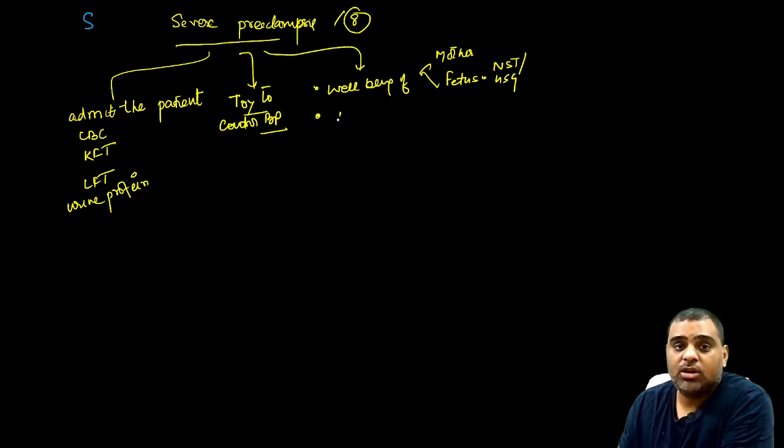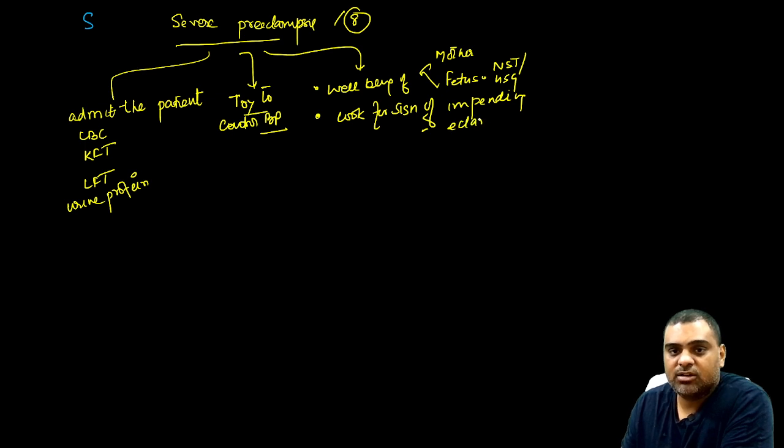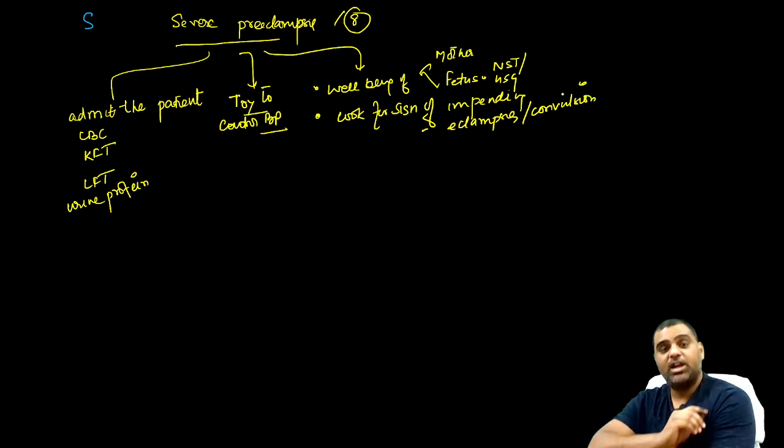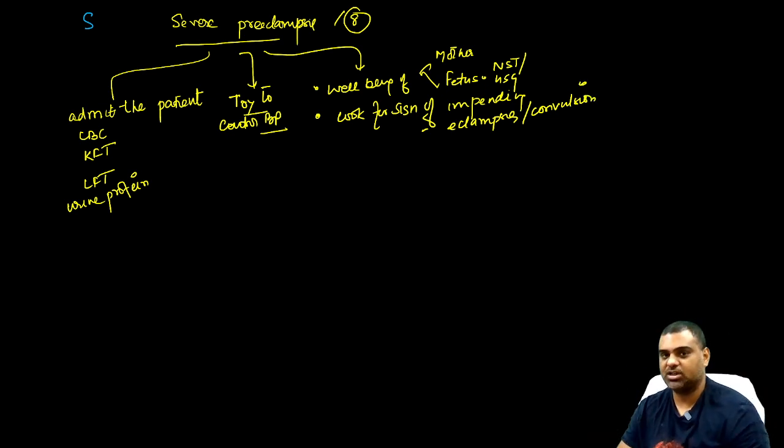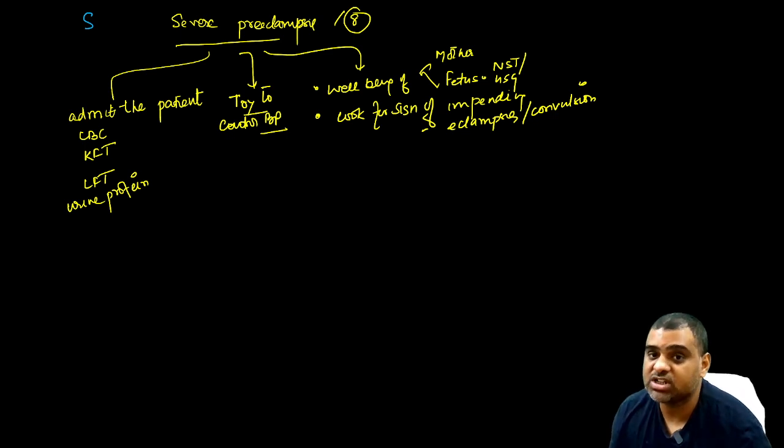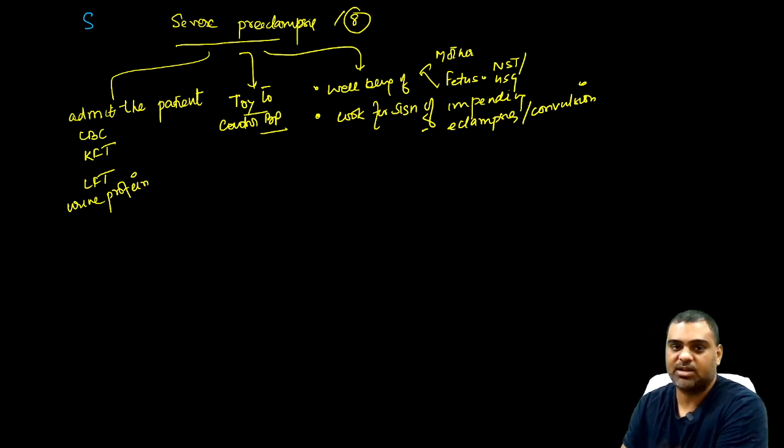Second, look for sign of impending eclampsia. That means convulsion. Note, in cases of management of mild preeclampsia, here what we have written, look for sign of severe preeclampsia. And here what we are writing, look for sign of impending eclampsia.